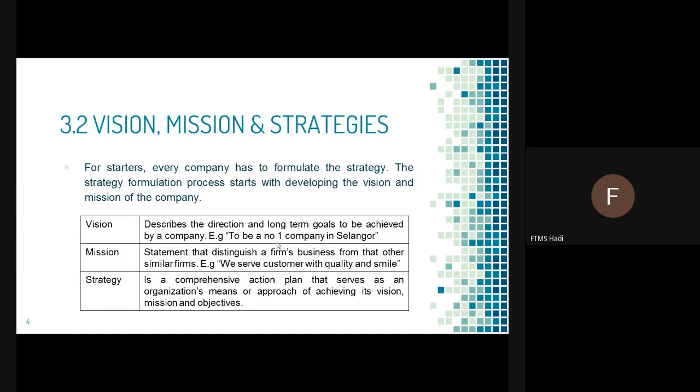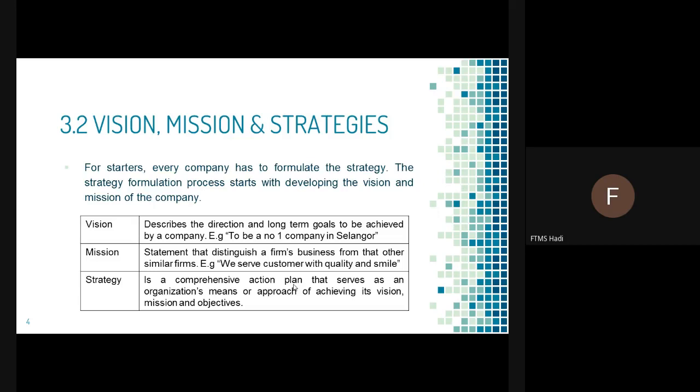If you have time to compare visions, some companies' visions are almost the same, but the missions are different because the approach, the way they want to achieve the vision, is different. That means what is their target and approach to ensure that they achieve their desired vision.